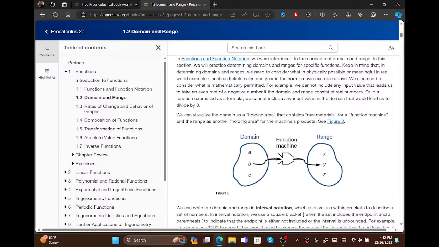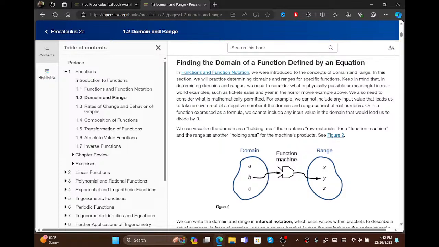So we know that it says in functions and function notation, we were introduced to the concepts of domain and range. In this section, we will practice determining domains and ranges for specific functions. So now we're going to get into actually how to find the domain and range of specific types of functions, whether it be a polynomial, rational, radical, etc. And keep in mind that in determining domains and ranges, we need to consider what is physically possible or meaningful in real-world examples, such as tickets, sales, and year in the horror movie example above.